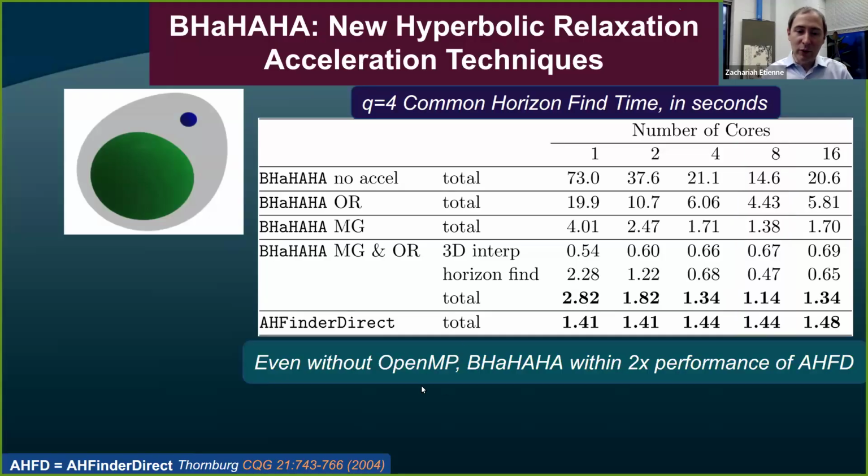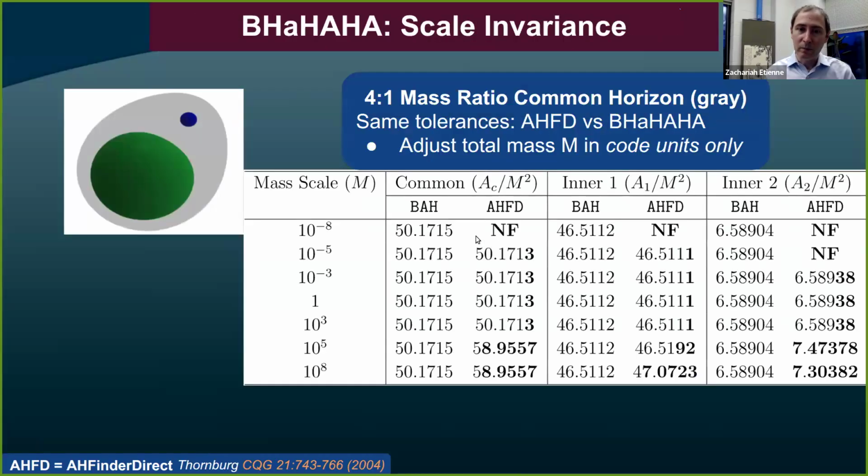So yeah, even without OpenMP, like I said, Baja is still within a factor of 2 of HFinder Direct, which, to be honest, that was all I was going for in the first place. Just within a factor of a few of HFinder Direct, and I would be happy, just because HFinder Direct is so darn fast and just so good. I'm more than happy. Yeah, so there you go.